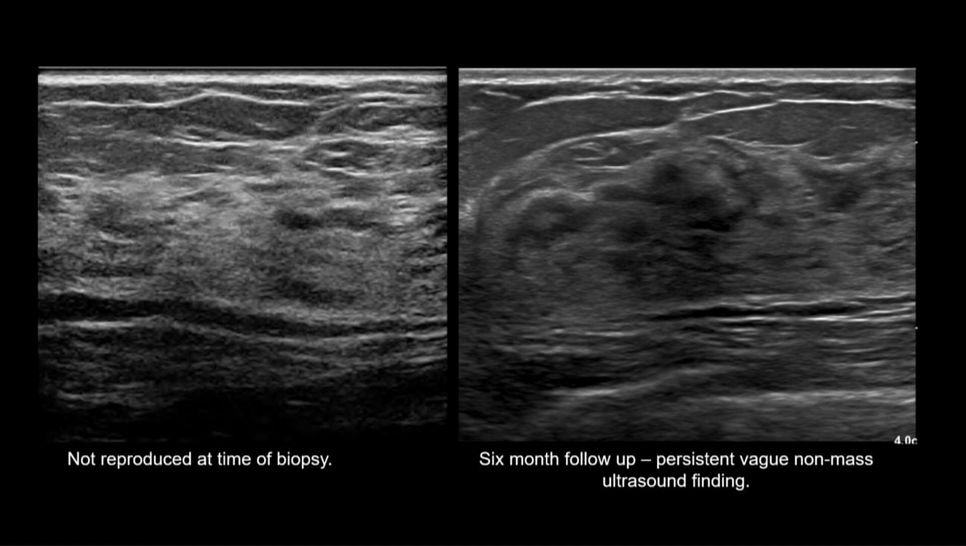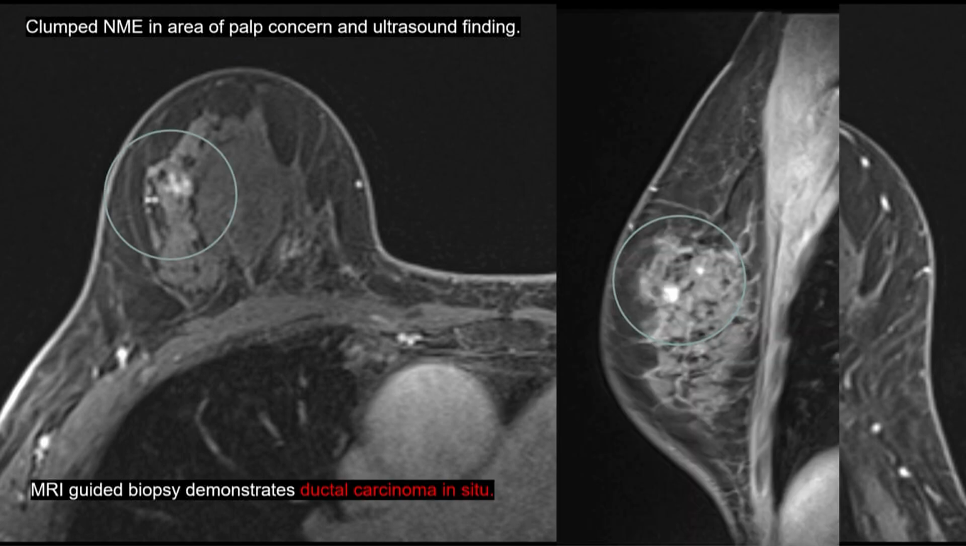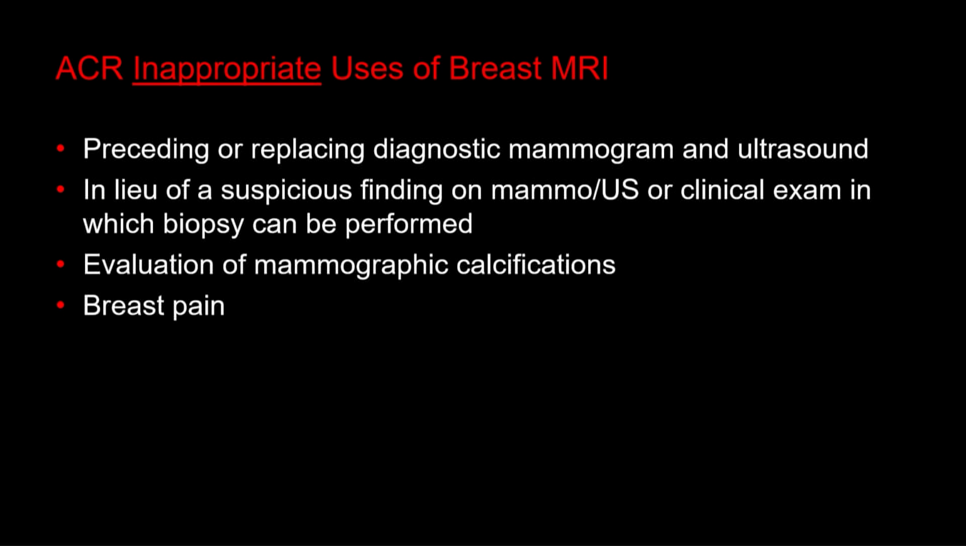At 6-month follow-up, you can see there's still a persistent, vague, non-mass ultrasound finding, and at that point, a breast MRI was recommended. Problem-solving MRI demonstrates an area of clumped NME in the outer upper breast, and you can see that it is suspicious, corresponds to the area of palpable concern. MRI-guided biopsy demonstrated ductal carcinoma in situ.